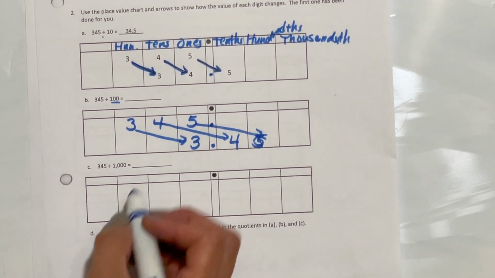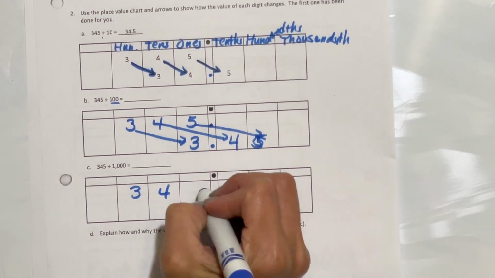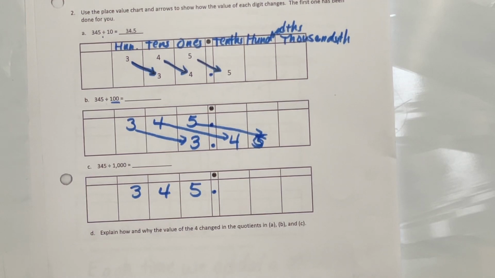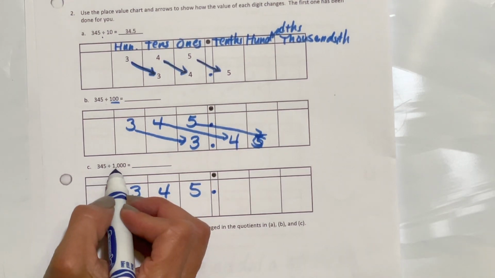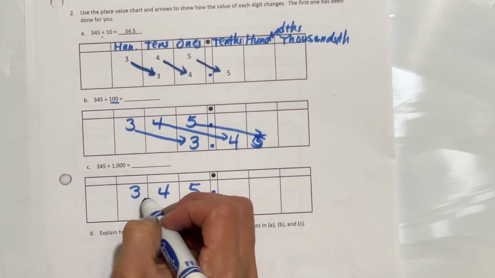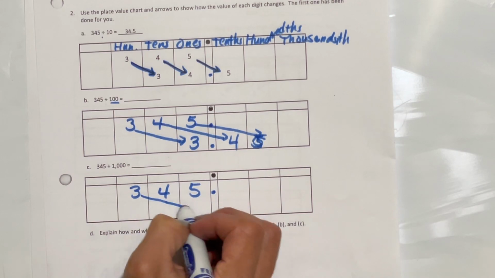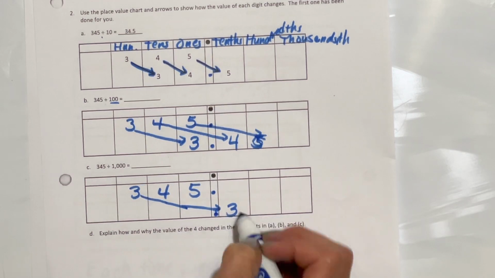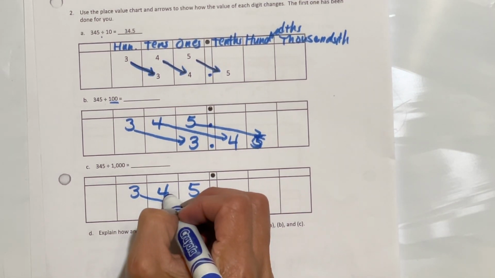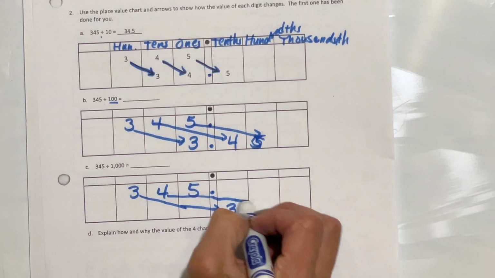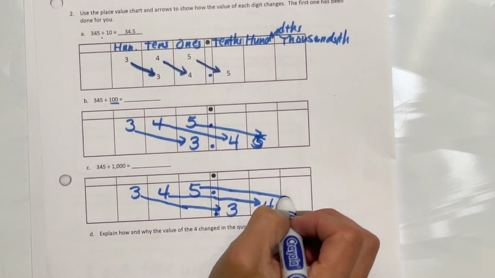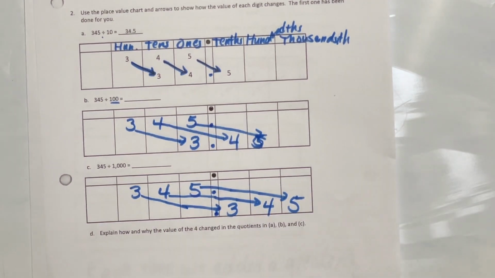Well, what if we take our original number and this time divide it by 1,000? Well, this time there are 3 zeros, so I know that's 10 to the 3rd power. So this time, since we're dividing it by 1,000, we have to take it back 3 places. So it's 1, 2, 3. So the 3 is going to end up in the tenths place. The 4, 1, 2, 3 is going to end up in the hundredths. And the 5, 1, 2, 3 is going to end up in the thousandths.